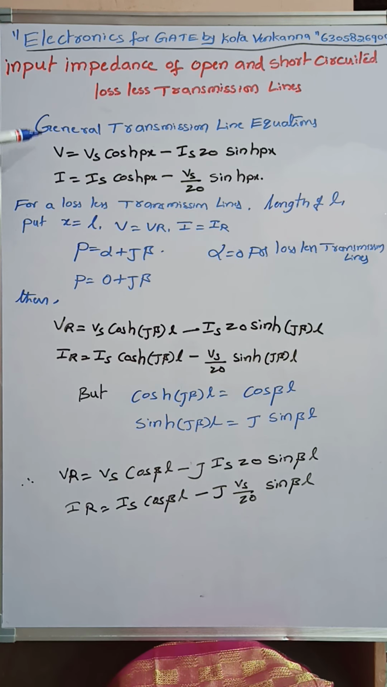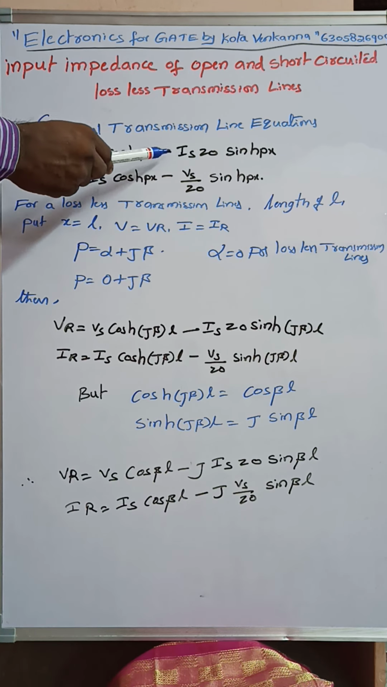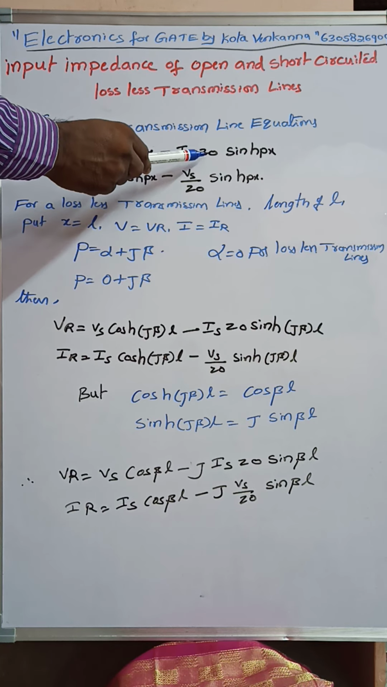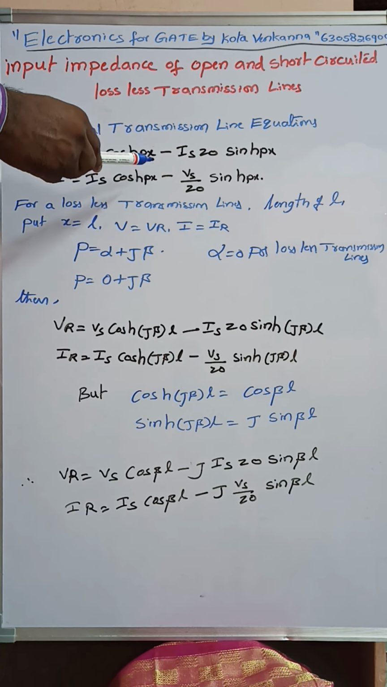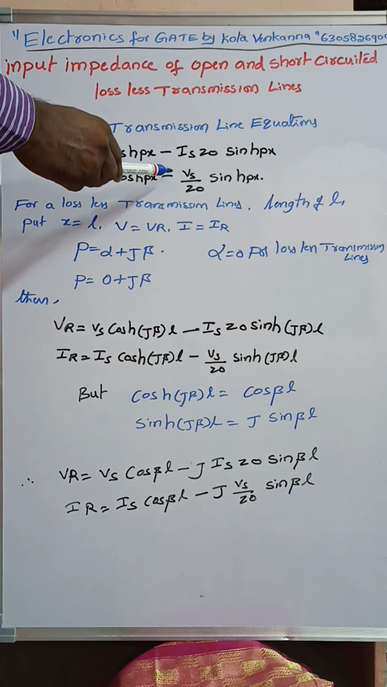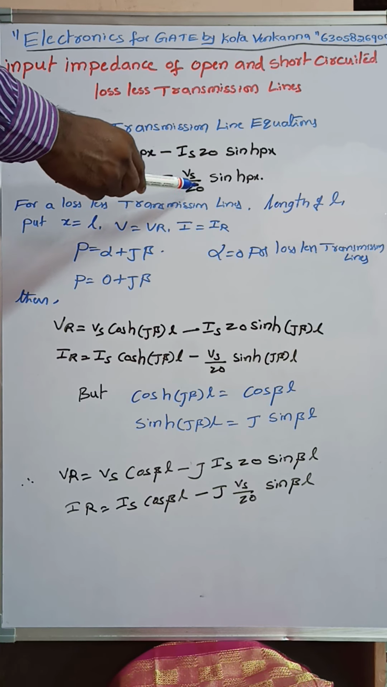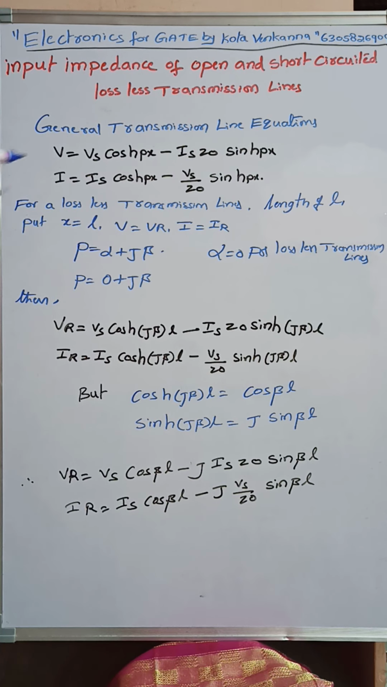The general transmission line equations are: V is equal to Vs cosh(γx) minus Is Z0 sinh(γx), and I is equal to Is cosh(γx) minus Vs by Z0 sinh(γx). These two equations, the voltage and current equations, are the general transmission line equations.